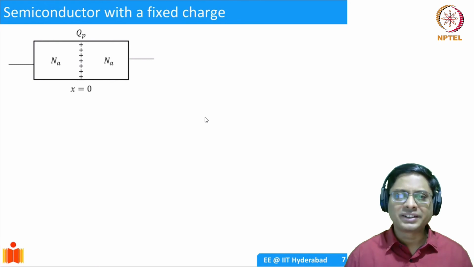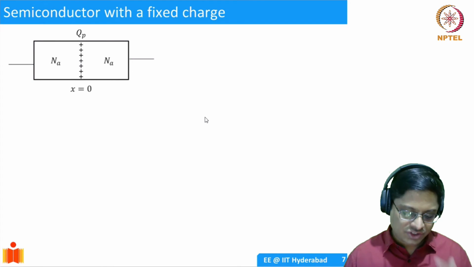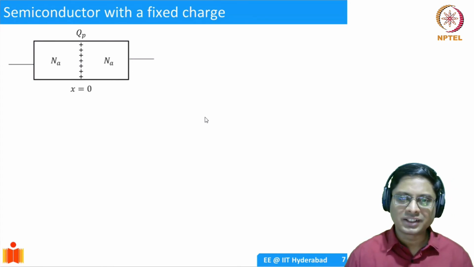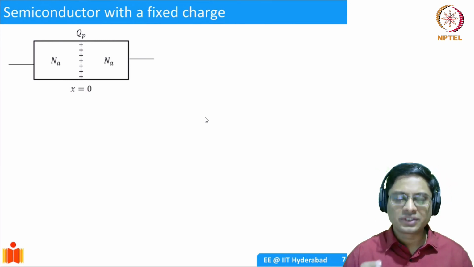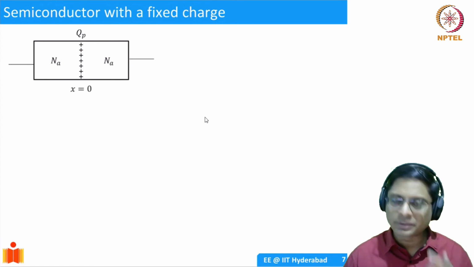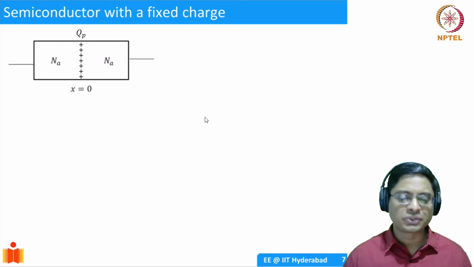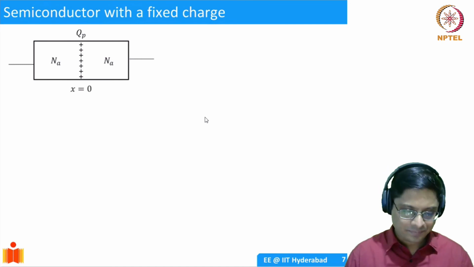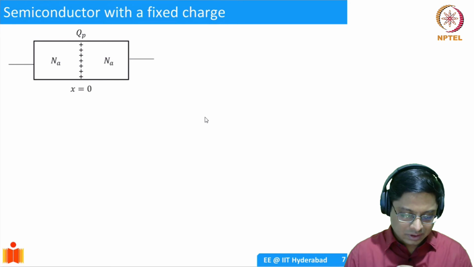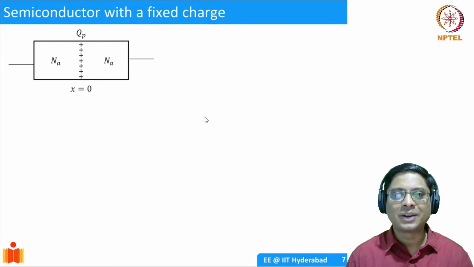You have a piece of semiconductor, and somehow there is a fixed charge in it. In this case, let's say it's a p-type semiconductor, and somehow there is a fixed amount of charge, QP, inserted into the semiconductor. It can happen during a growth process, so let's say you're growing some crystal in an MBE. Or maybe it's exposed to some radiation, there is some damage to the crystal, and then there is some fixed charge at a point. This can happen experimentally also. So what happens in this scenario? How will you think about it?